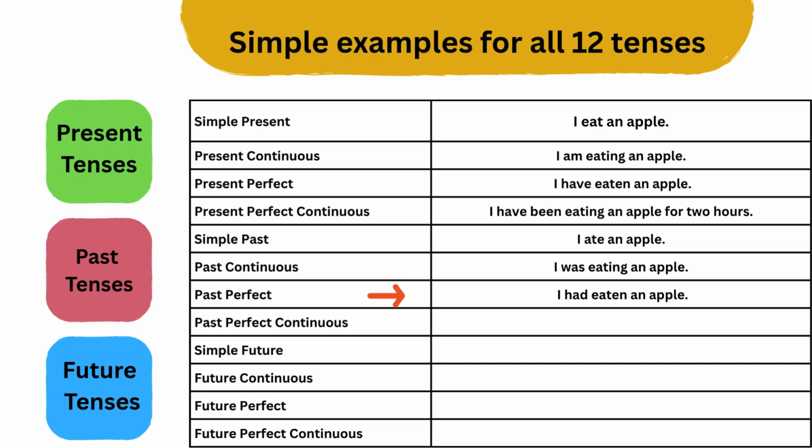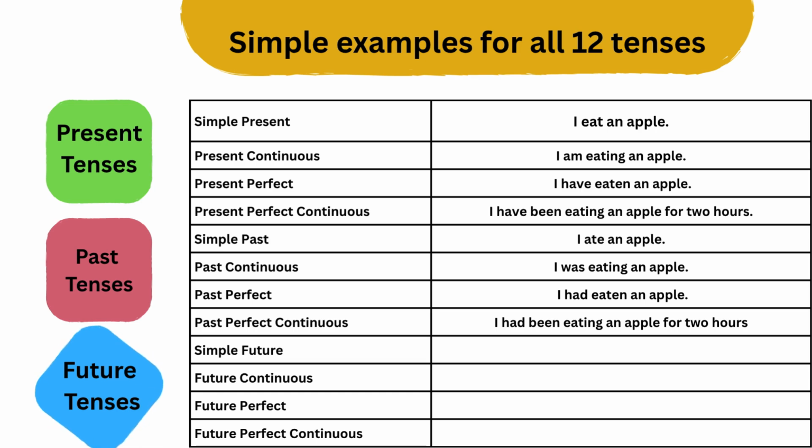Past perfect, I had eaten an apple. We use it for actions completed before another action. Past perfect continuous, I had been eating an apple for 2 hours. We use for 2 hours because perfect continuous tenses show the duration of an action.